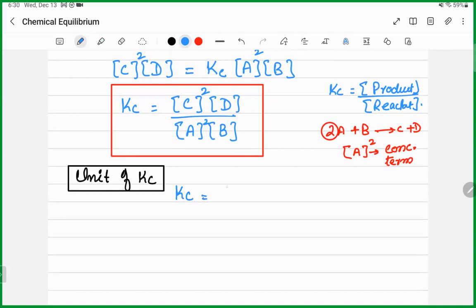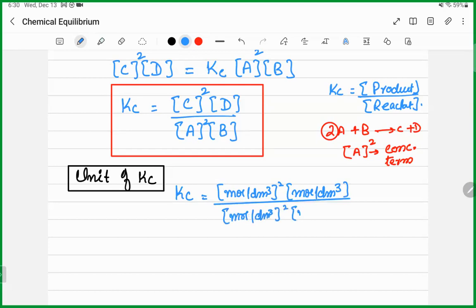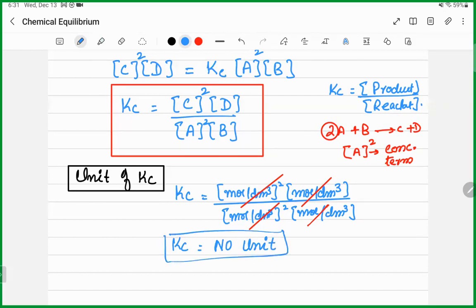So Kc is equal to the concentration of C, which is mole per dm cube squared, multiplied by mole per dm cube for D, divided by mole per dm cube squared for A and mole per dm cube for this one. And by chance in this case, all the mole per dm cube are getting cancelled out. So can I say that in this case, Kc has no unit? Clear? Kc has no unit.